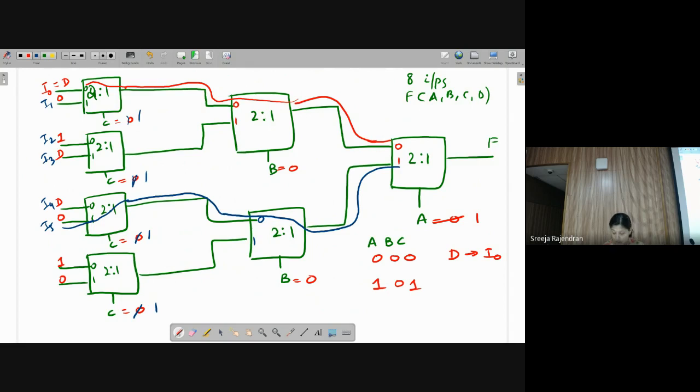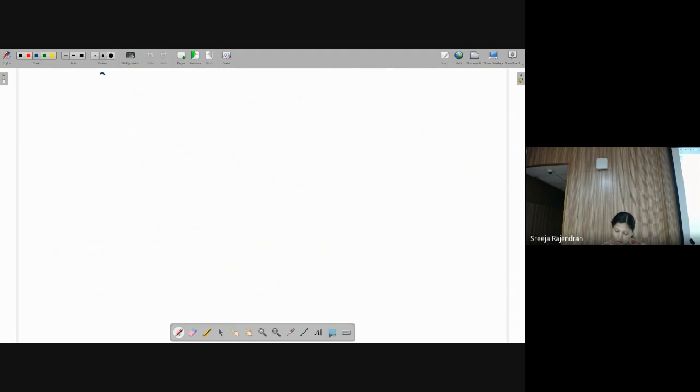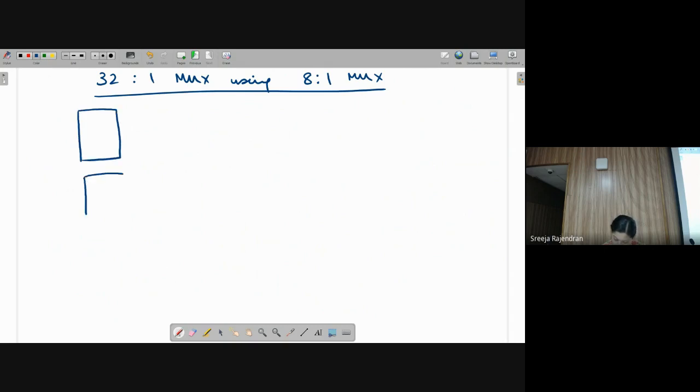Same way I can have larger muxes. This is a simpler mux. A 32 is to 1 mux using 8 is to 1 mux I can have. So how many 8 is to 1 mux? 4 muxes I have. Okay, so 8 is to 1.